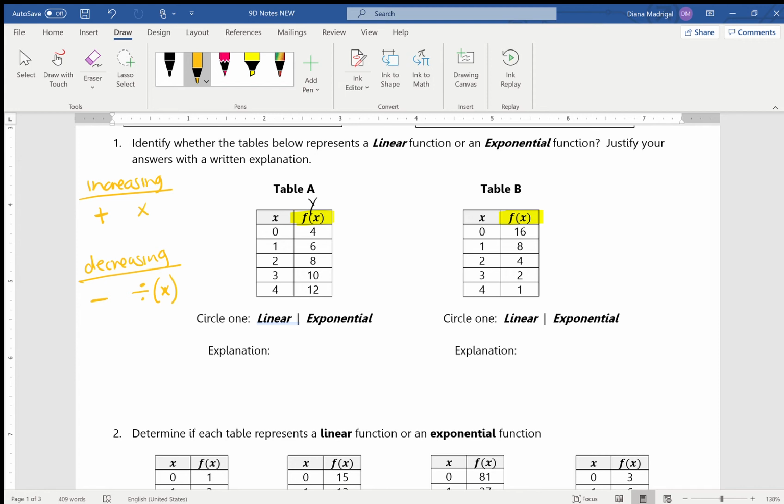So 4 to 6 to 8, we're either adding or multiplying. Well, 4 times 1 gives me 4. 4 times 2 gives me 8. That's not it. 4 plus 2 gives me 6. 6 plus 2 gives me 8. 8 plus 2 gives me 10. And 10 plus 2 gives me 12. So that means that I'm adding by 2. So this is going to be a linear function. And my explanation is that it's increasing by adding 2.